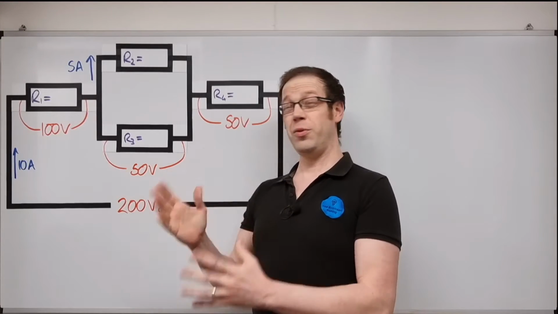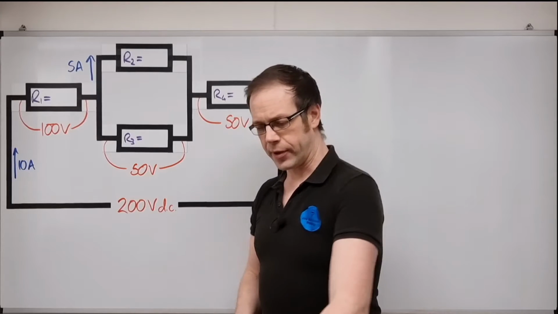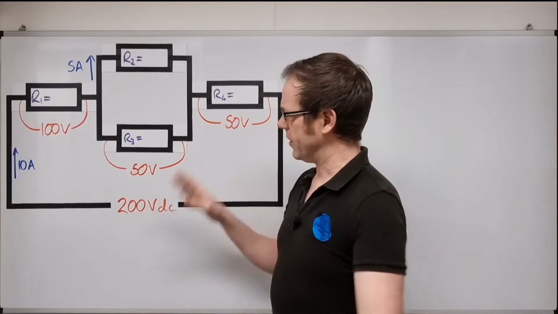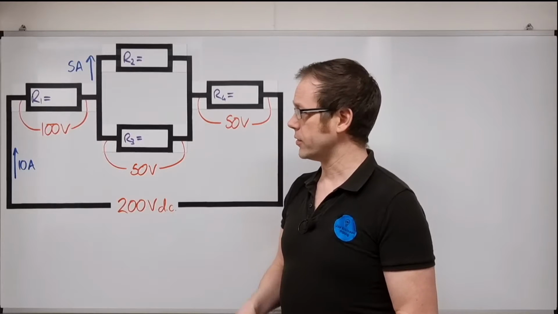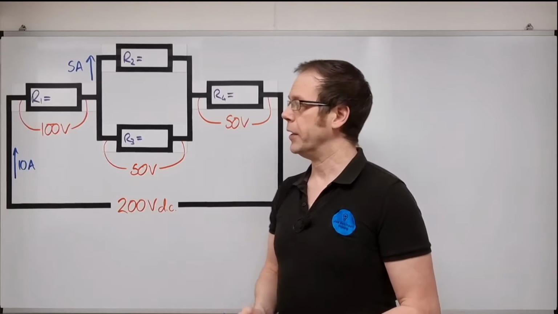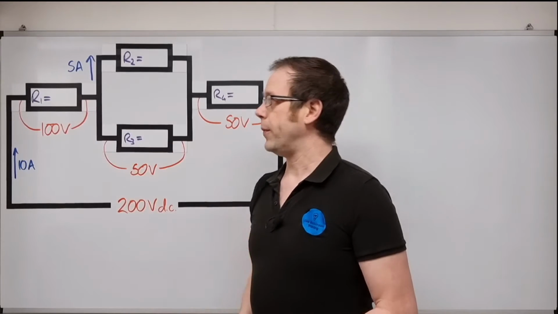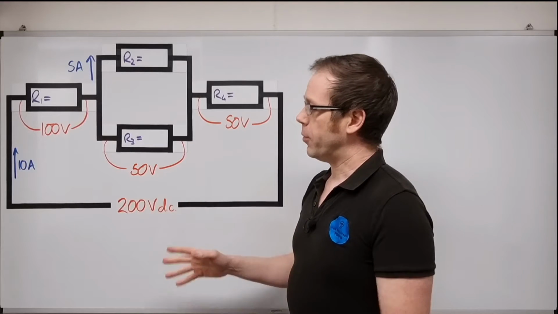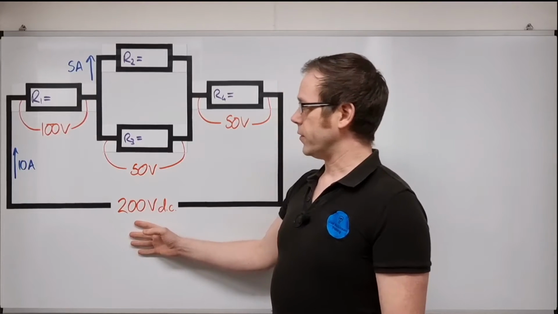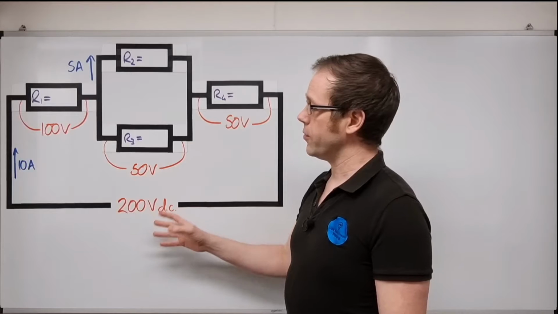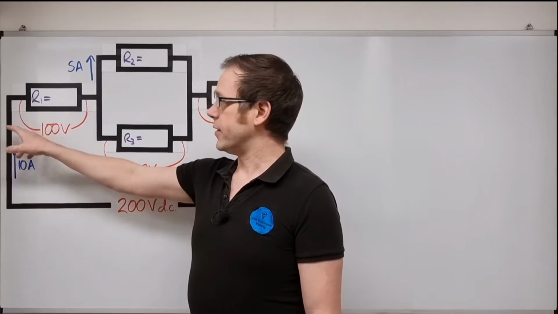Okay, so I've not got a huge amount of room on the board here, so I'm going to put this in fairly random places as I go along. The first thing that we need to do is figure out what R1 will be. This is a nice simple one. We've got a voltage of 200 volts supplying the circuit as a total. 10 amps is flowing into the circuit.